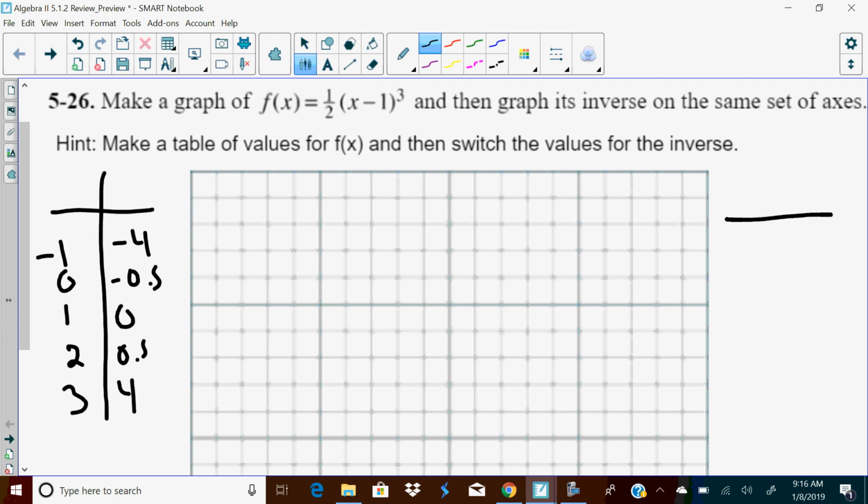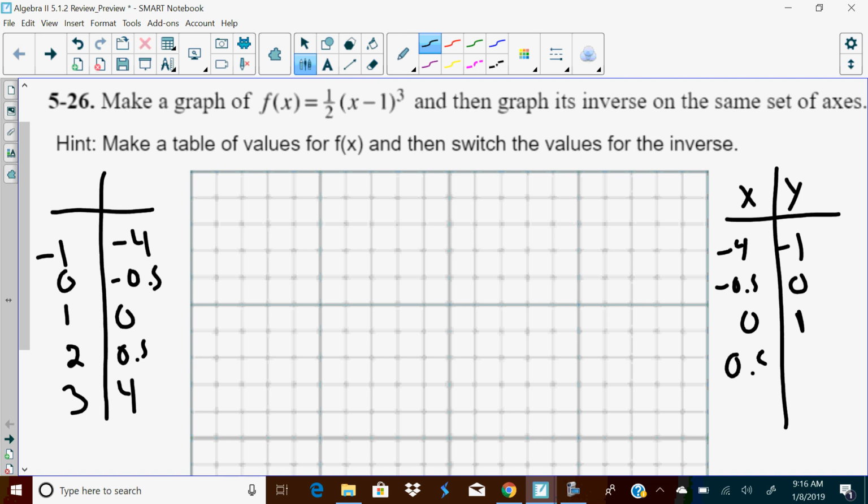And then over here, I just made the inverse table of it. So I flipped them around and got -4, 1, -1, -0.5, 0, 0, 1, 0.5, 2, and 4, 3. I'll do them in different colors. So the original one I'll do in red.